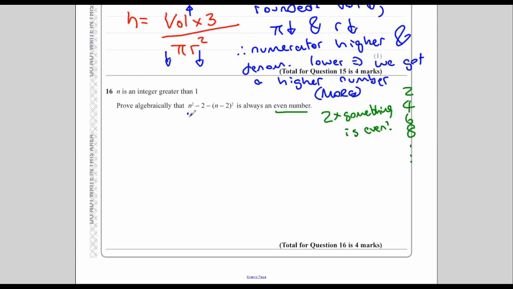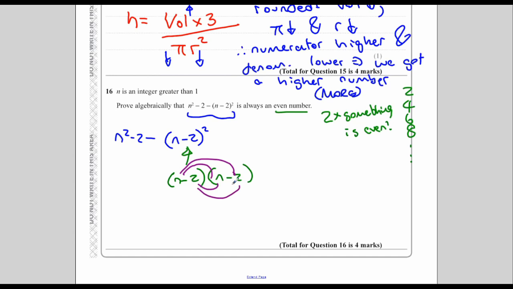Let's use this algebra now. N squared minus 2 minus (n minus 2) squared. Now (n minus 2) squared is n minus 2 times itself. We've done quite a few of these in this paper, expanding out the brackets, so I'll do it quite quickly. N times n is n squared. N times minus 2 is minus 2n. Minus 2 times n is minus 2n. Minus 2 times minus 2 is plus 4. Put these together: n squared minus 4n plus 4.